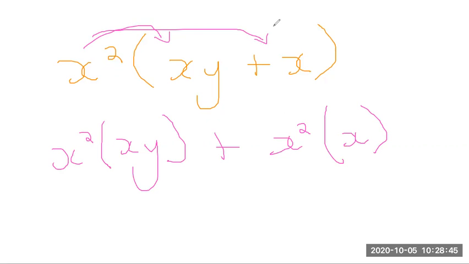So then this right here becomes x to the third power y plus x to the third. And I can't really do anything else because they're not like terms. So that's my answer. Bam.